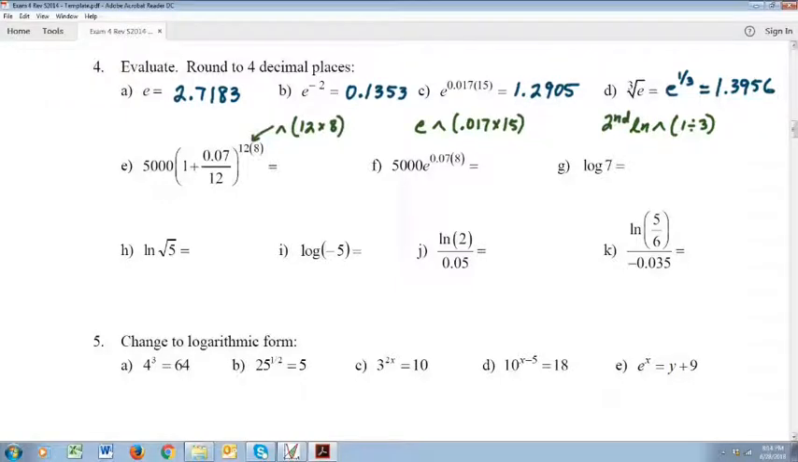1.956. Looking at letter E, so you can see again you want to put it in as 12 times 8 as your exponent, and again with the TI-83 you're going to need the parentheses there, and so that's the answer for that one. F is very similar. You get 8,753.3625.